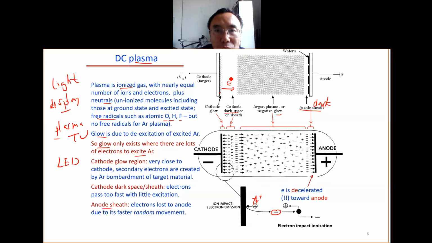This one here is called the cathode sheath. This one here is called the anode sheath. We have the sheath here because the electrons get lost to the anode. So there is no electron here, then there is no excitation of argon, then there is no glow. So this is also dark.